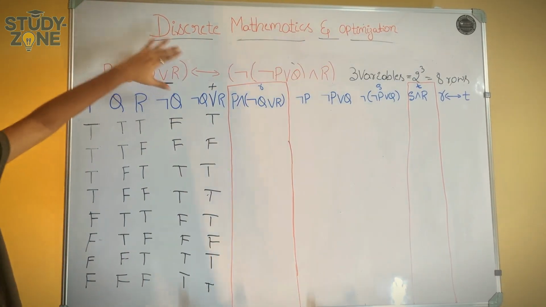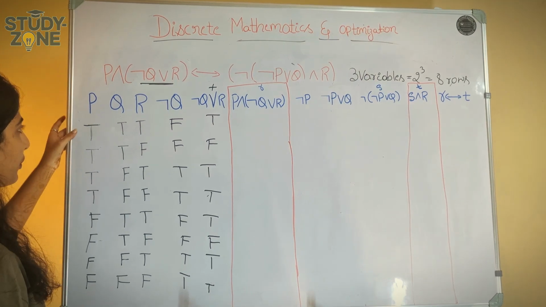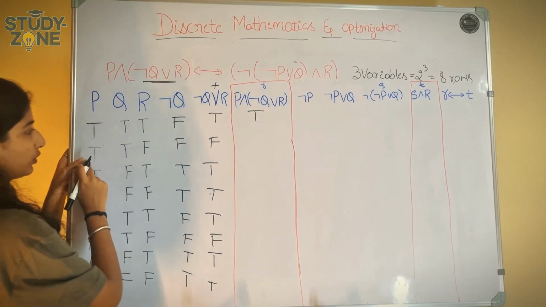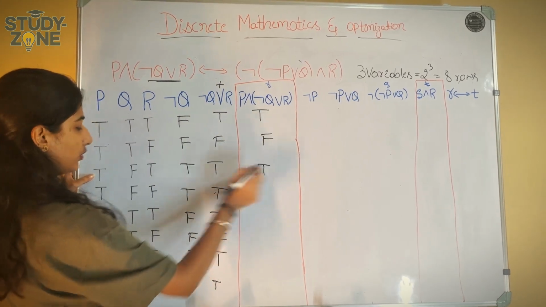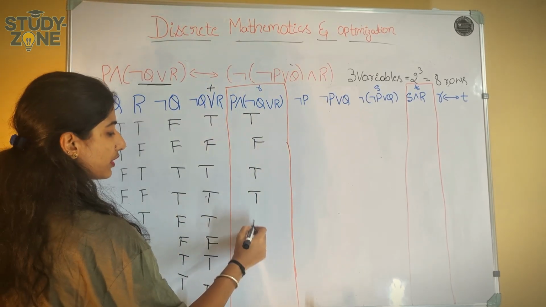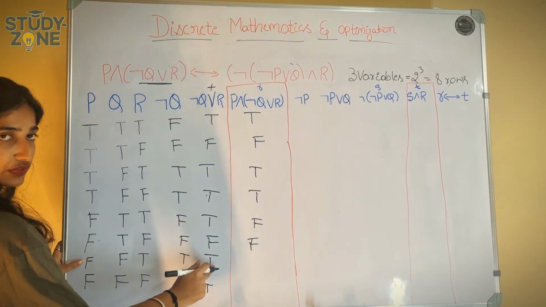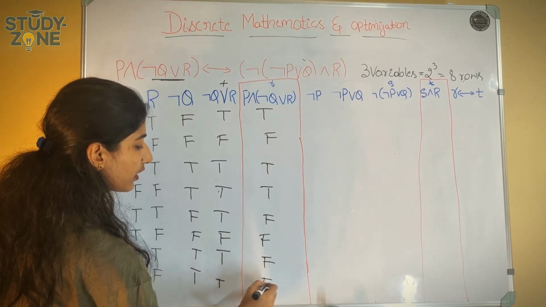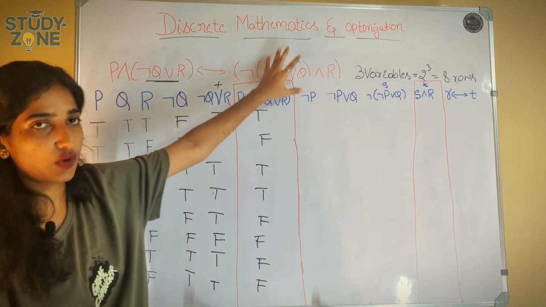And then we have to solve the whole compound proposition, P and not Q or R. So P and this one. True into true is true. True into false, false. True into true, true. True into true, true. True into false, false. False into false, that is also false. True into false, again false, and then true into false is false. So we have completed the first compound proposition.